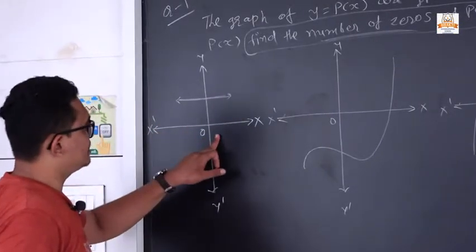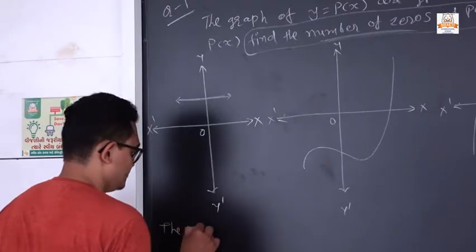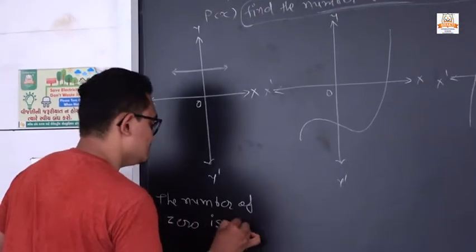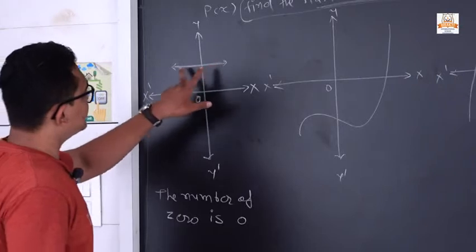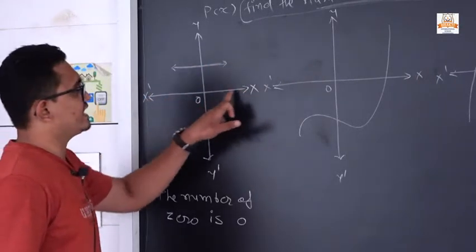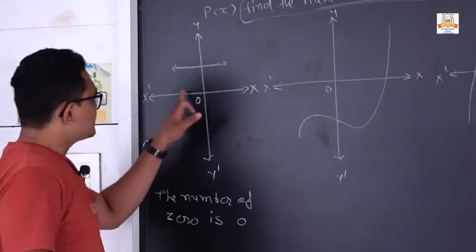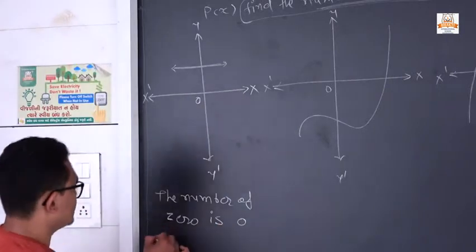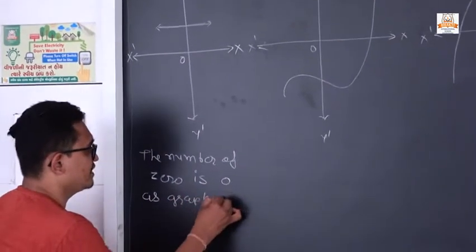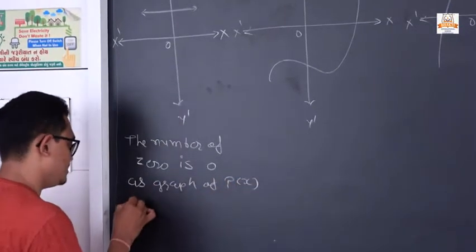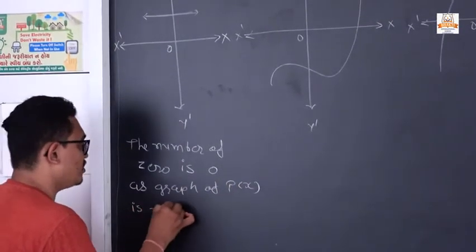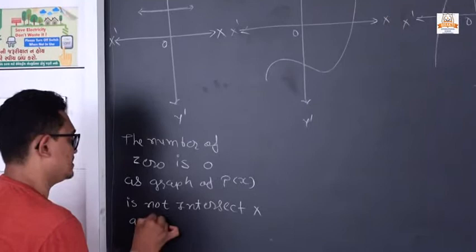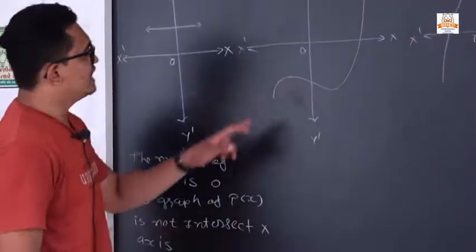So in the first question, the number of zeros is 0, because this line doesn't intersect our x-axis. If it does not intersect the x-axis, the number of zeros is 0, as the graph of p of x does not intersect the x-axis. Clear?